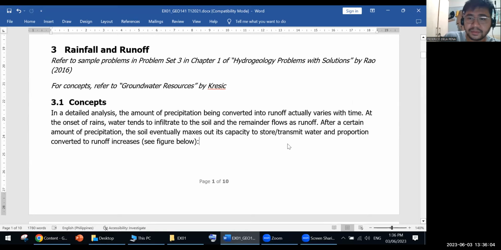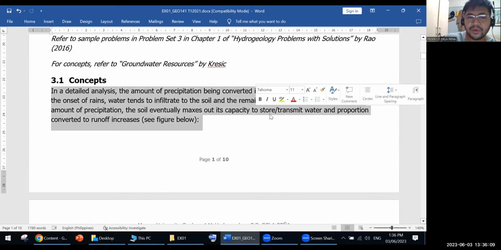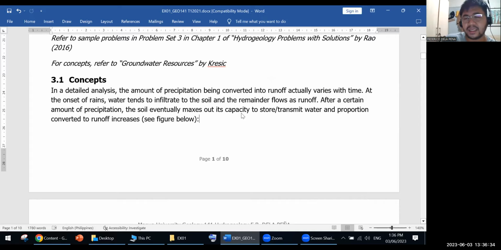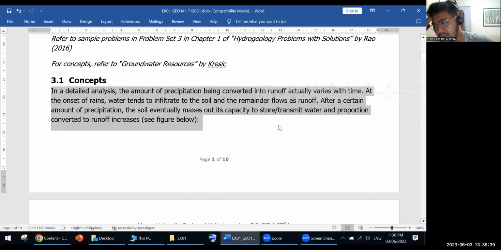Okay. Although you have to note that infiltration of water in the soil can be quite limited. Okay. After a certain amount of precipitation, the soil eventually maxes out its capacity to store or transmit water, and the proportion of rainfall converted to runoff increases. And you can observe this, of course, when you're observing a prolonged rainfall. Okay? Probably in the first few hours, you might not see a lot of surface runoff.